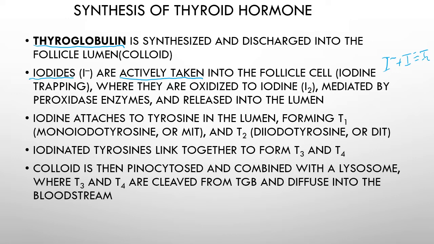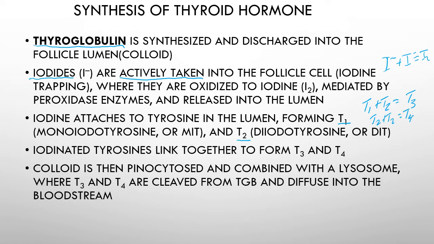And once it's inside there, now that iodine can start to bind to tyrosines that are on our thyroglobulin. And so when one iodine attaches to a tyrosine, we get a T1. When two iodines attach to it, we get a T2. So we either have a monoiodotyrosine or a diiodotyrosine. And so now we can take a T1 plus a T2, and that's going to get us a T3.